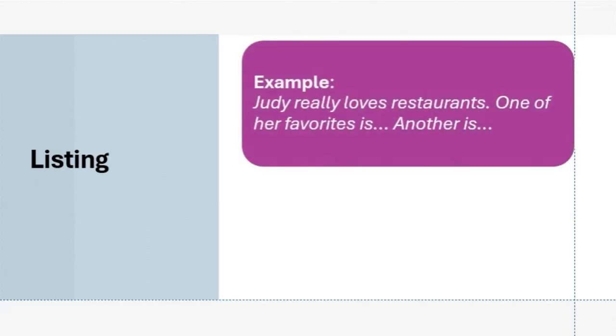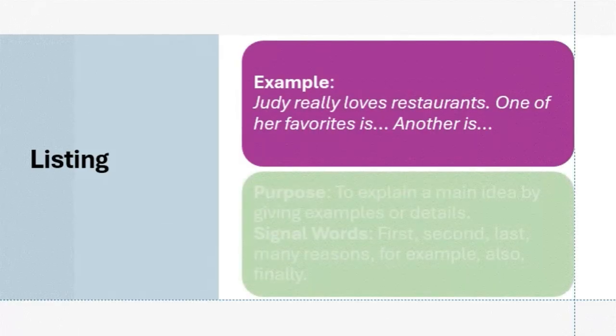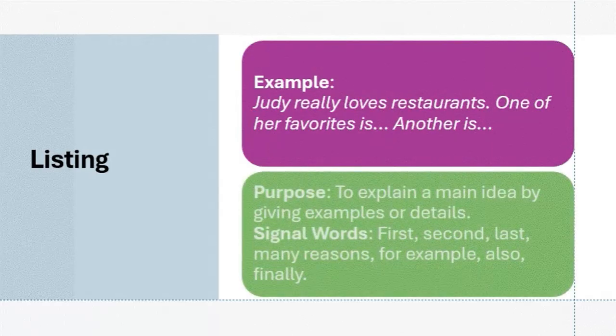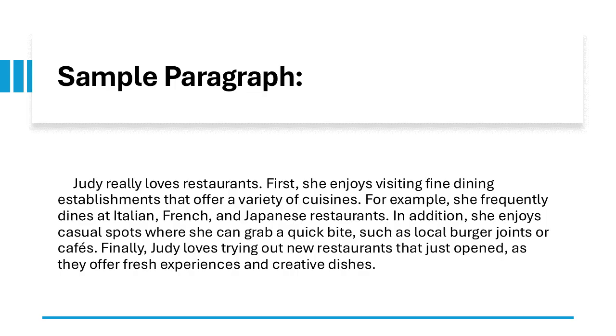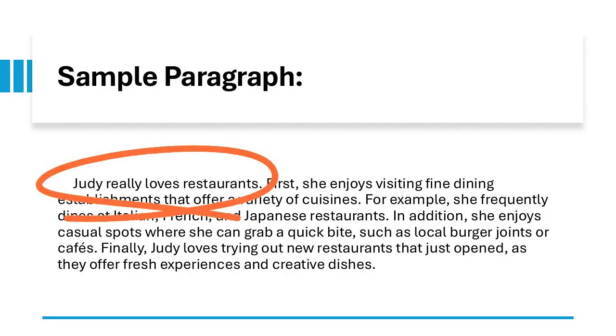For instance, if you're talking about Judy's favorite restaurants, you'd mention each one with some detail, like, first, she loves Italian food. Another favorite is sushi. Notice how each sentence builds on the last, giving the reader more information in a clear, step-by-step manner. Words like first, next, and finally are great signposts for the reader to keep track of where you are in the list.